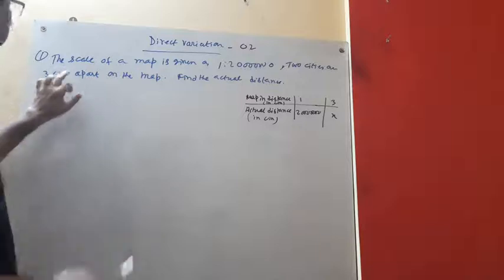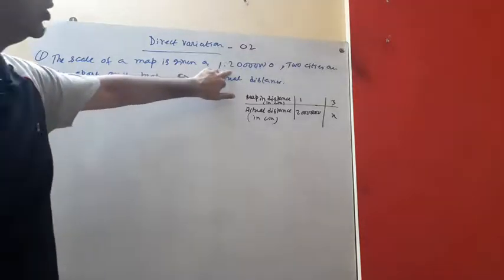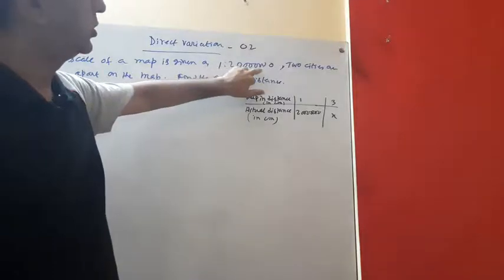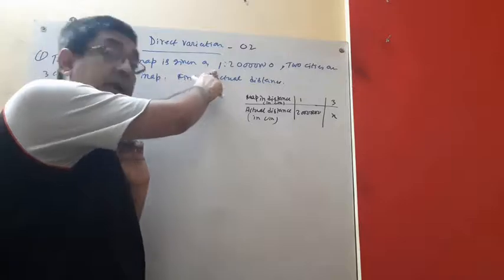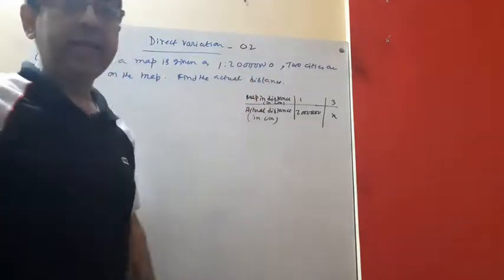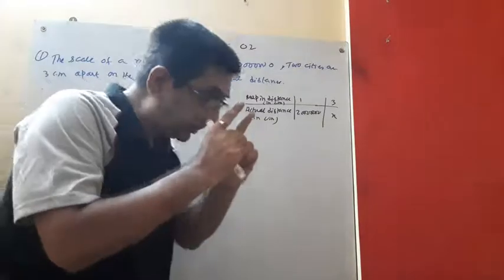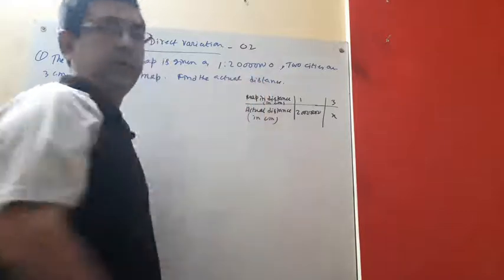Look, the scale of a map is given as 1:20,000,000, that is 7 zeros are here. That means in the map if it is 1 centimeter, originally its distance is 2,000,000 centimeter. In the map if the distance between two places is 1 centimeter, originally it is 2,000,000 centimeter.